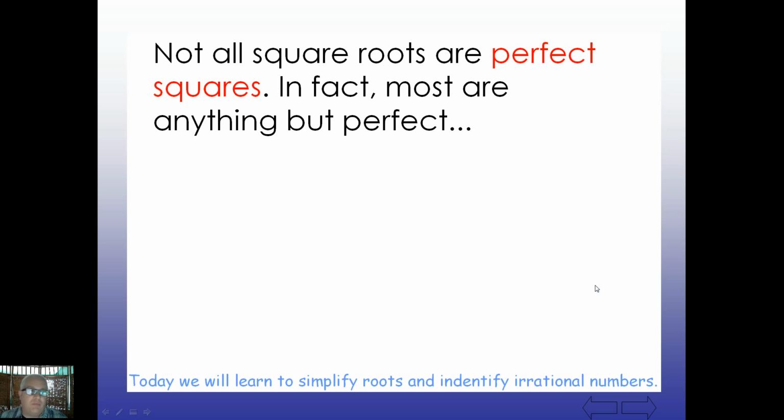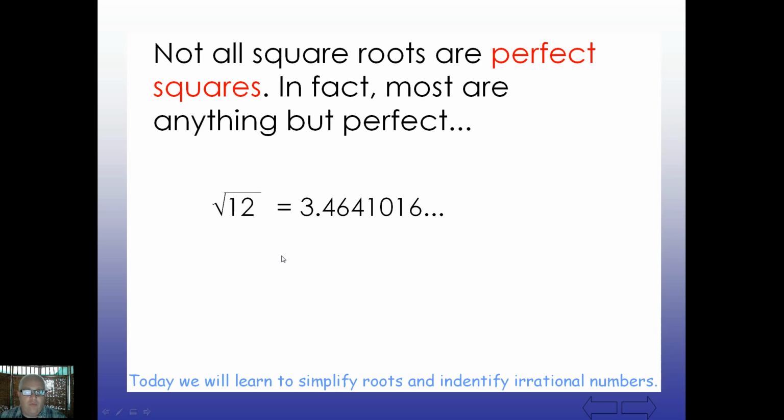Now, not all square roots are perfect squares. In fact, most are anything but perfect. So, for example, we know the square root of 25 is going to be positive 5 is one of the answers. But what about this? What if we had the square root of 12? So 12, there is no whole number, or should I say integer, that if you multiply it by itself is going to give you 12.